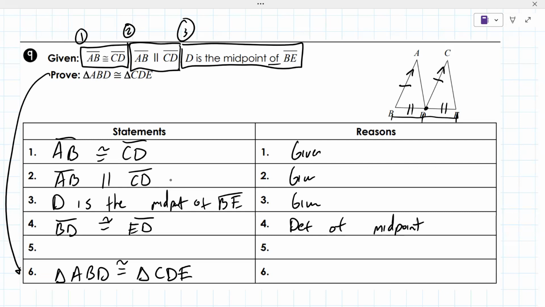Okay. So we've used up one of the givens to do something new. We're gonna use the second given now. AB is parallel to CD. It's cut by a transversal. What do you know about these two angles that I've drawn here?